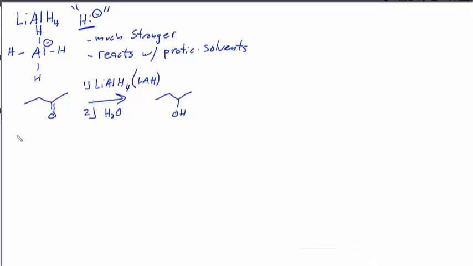As I said, this is a stronger reagent, and so we can take, say, a carboxylic acid, which would not react with sodium borohydride, and we can react it with lithium aluminum hydride, follow it up with water, and essentially we're going to add two hydrogens to this position here, and we're going to end up with the primary alcohol. And this will also reduce esters.